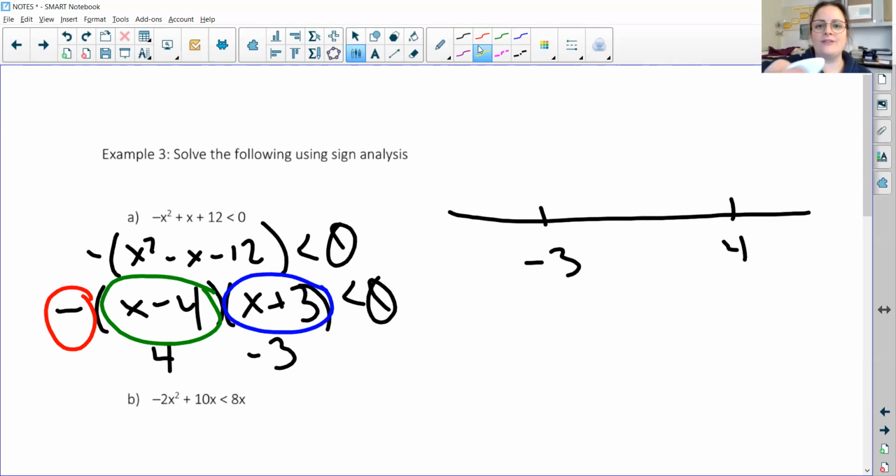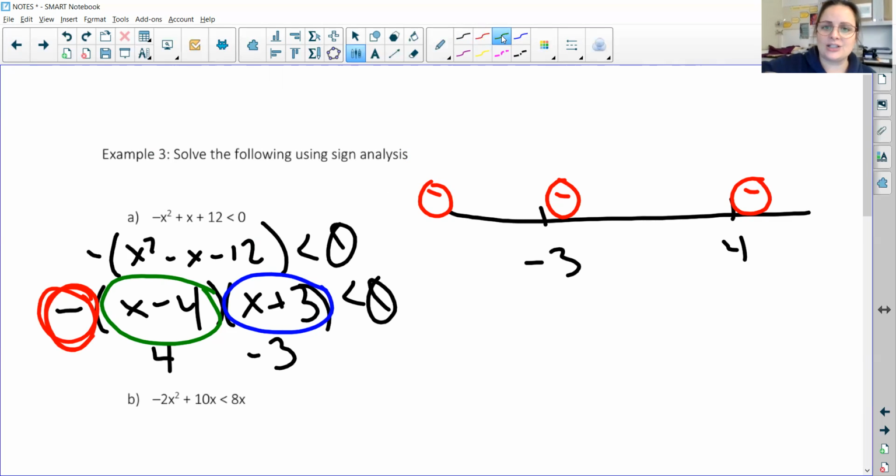Now, no matter what the value of x is, that first thing, this negative here, no matter what value of x we're looking at, it's always going to be negative. Okay, no matter what value we're looking at. And we know that if x is -3 or +4, the value is going to be 0 because those are our roots that we found by factoring.